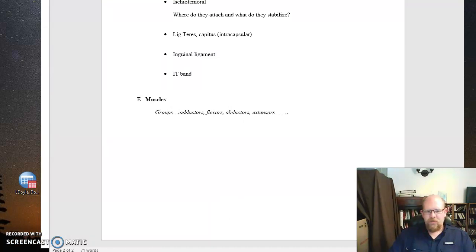So learn your muscles in groups. Hip flexors. What's the nerve? I don't know. Femoral. Oh wait, there's one exception. Memorize the one exception.